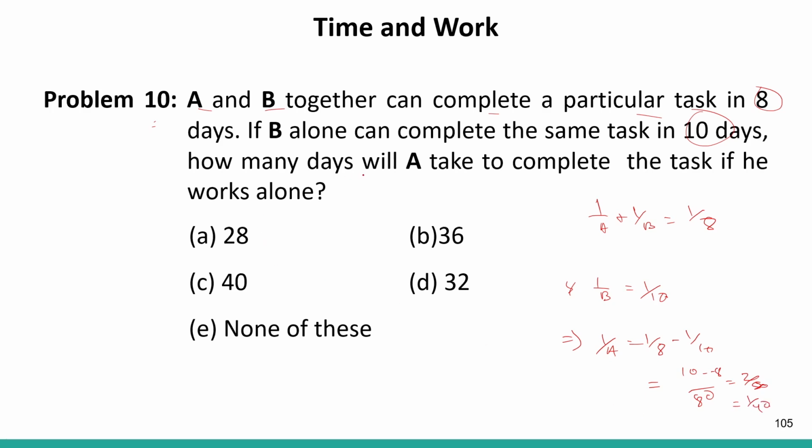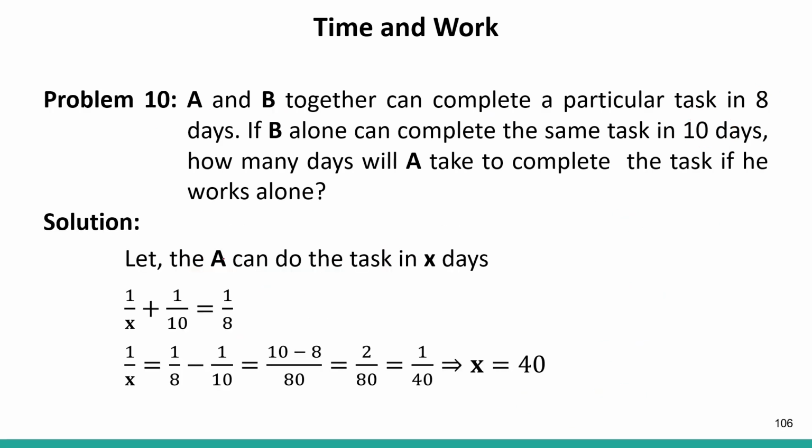So how many days will it take for A to complete the task if he works alone? So 1 by A is given. So A will be what? 1 by A is equal to 1 by 40. Okay. So A can complete the task if he works alone, and it will take him 40 days. So this is the only correct one. Okay. Options B, D, E and A are all wrong ones.